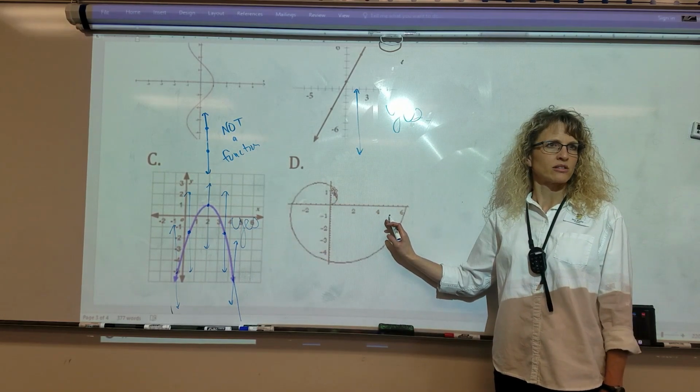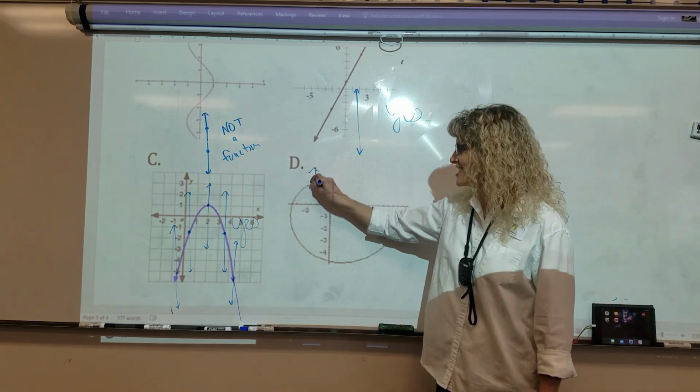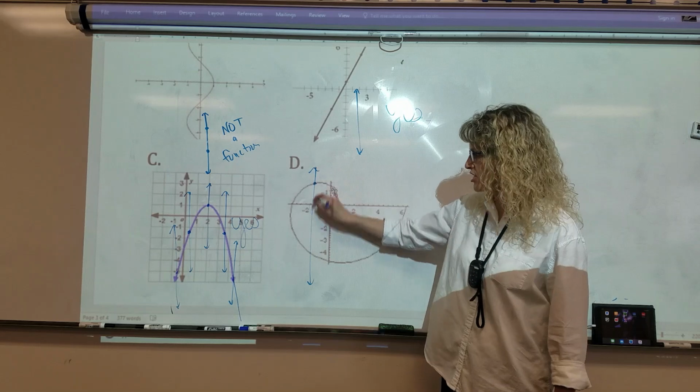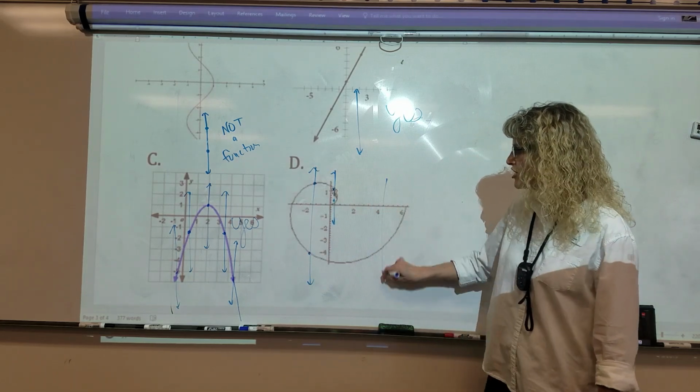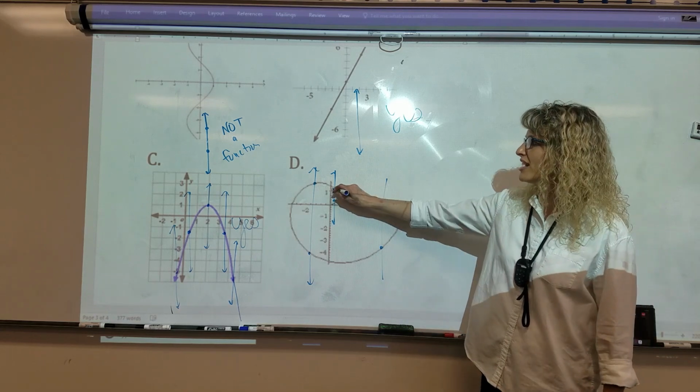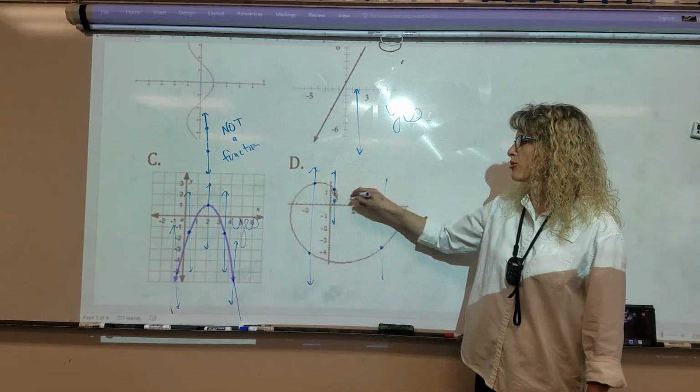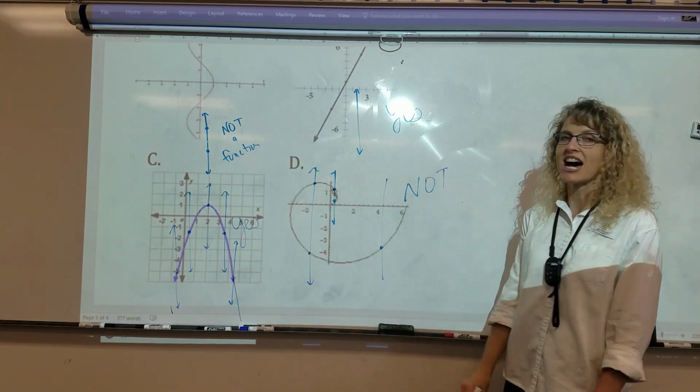Is D a function? You're correct. This is not a function because if I draw a vertical line here, I'm going to get 2 points. If I draw it here, I get 2 points. If I draw it here, it's only 1 point. But if I can find anywhere on it that has 2 points, it's not a function.